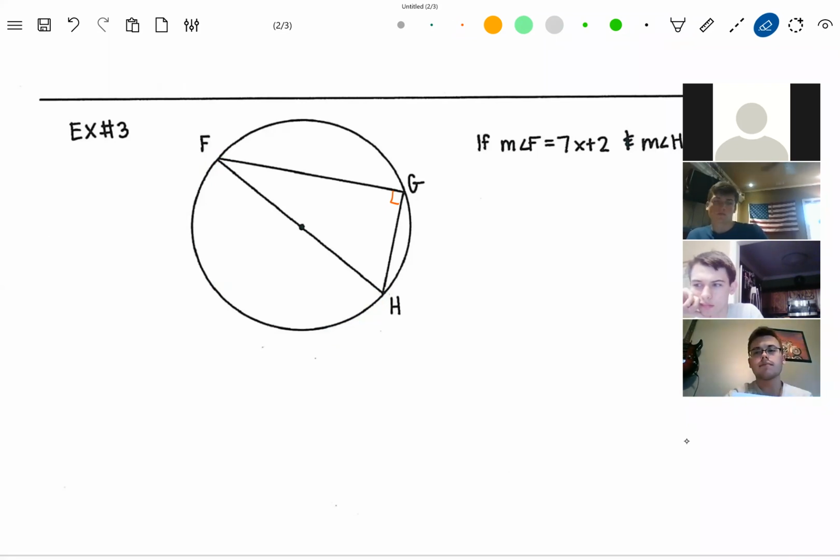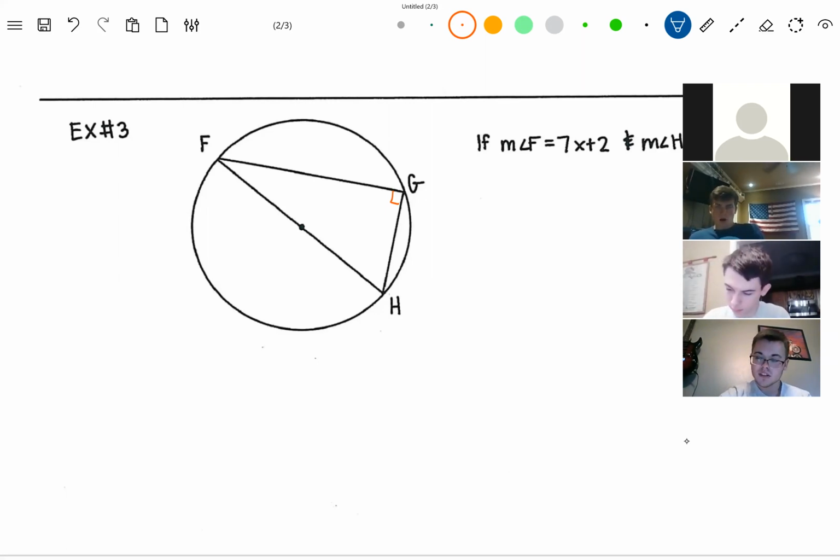So it says measure of angle F is 7x plus 2, and the measure of angle H is 17x minus 8. Find x. Okay. So I don't know about arc FG or arc GH, so I can't say those are equal or one's half the other or anything like that. But I do know that the 3 angles of a triangle add up to be 180, and 90 is already taken up with angle G. So I know that the measure of angle F plus the measure of angle H equals 90 degrees.